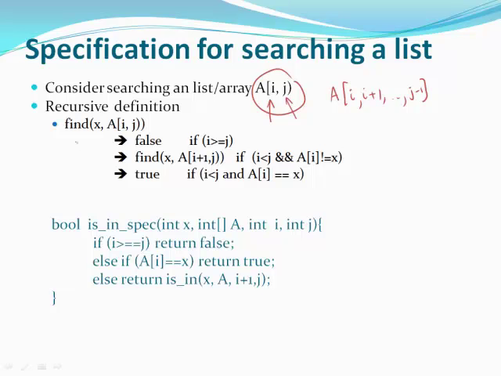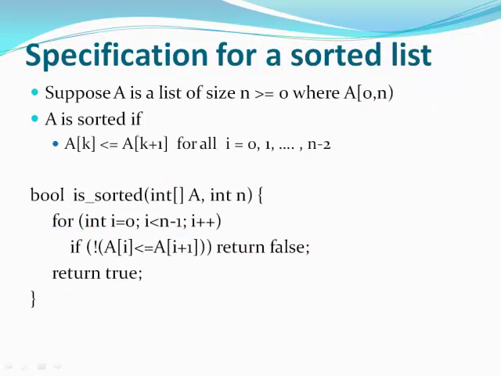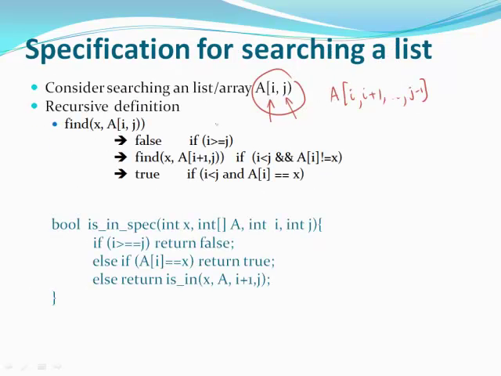And so the correct specification for a find function would be that if i is greater than or equal to j, then we are looking at an array of size 0, so it must be false. x cannot be in this segment. If a[i] is not equal to x, then we look at the next segment starting from i plus 1. So if we can't find it here, then we shorten the segment and look in the next segment. And if a[i] is equal to x, then we return true since we found it.